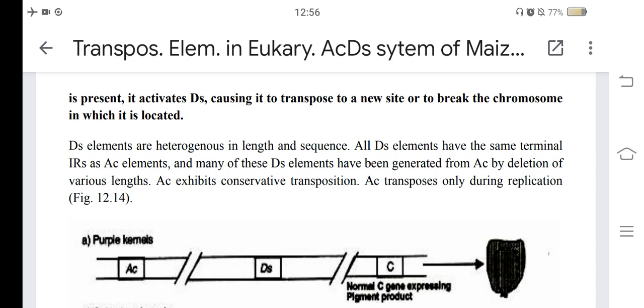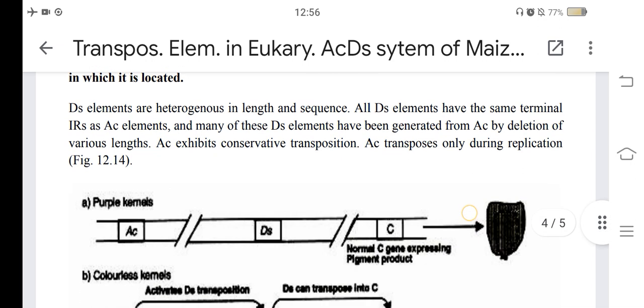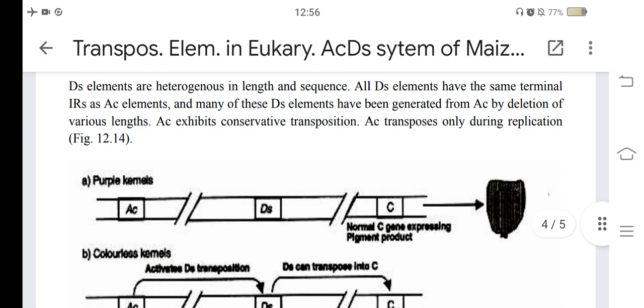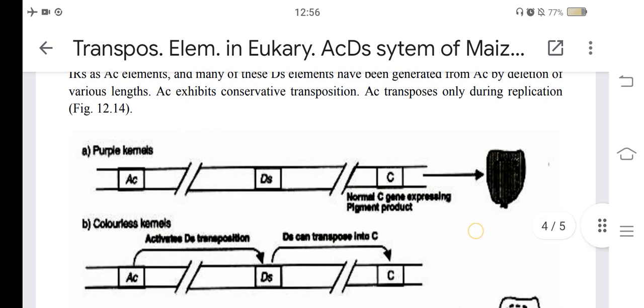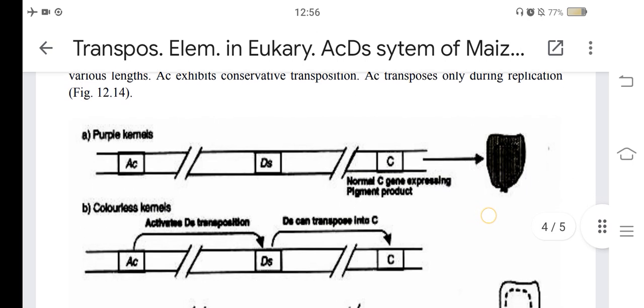DS elements are heterogeneous in length and sequence. All DS elements have the same terminal IRs as AC elements, and many of these DS elements have been generated from AC by deletion of various lengths. AC exhibits conservative transposition. AC transposes only during replication.